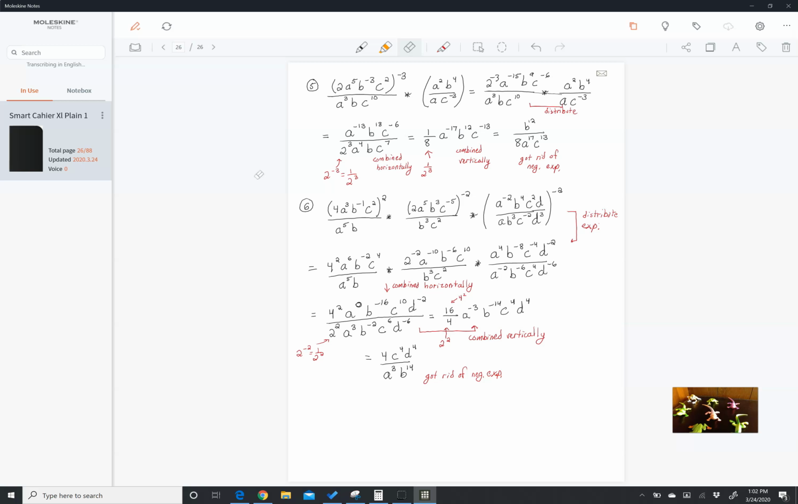And that's it. These are all of the properties of exponents and how we simplify exponential expressions. For the next lecture, we're going to talk about radical expressions, which I've said to you multiple times is the same thing as an exponential expression. It works in the same way.